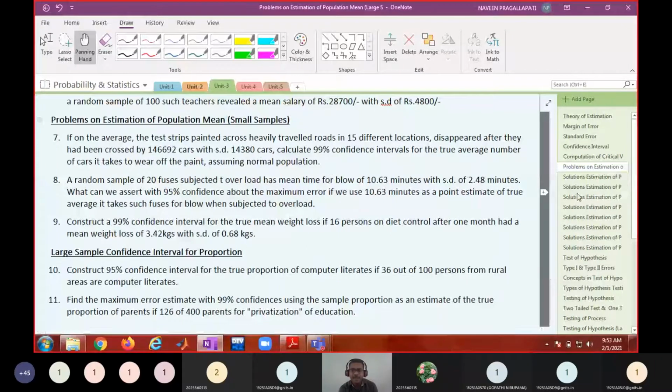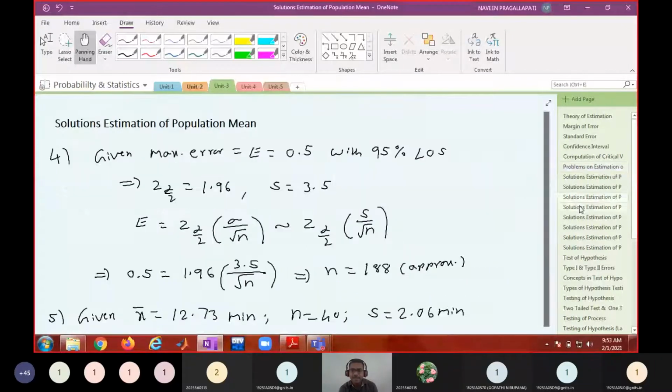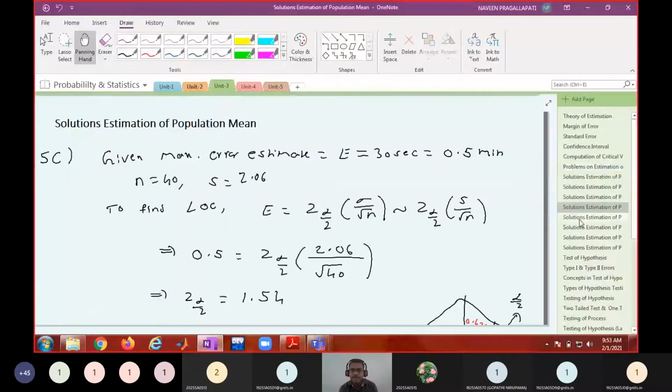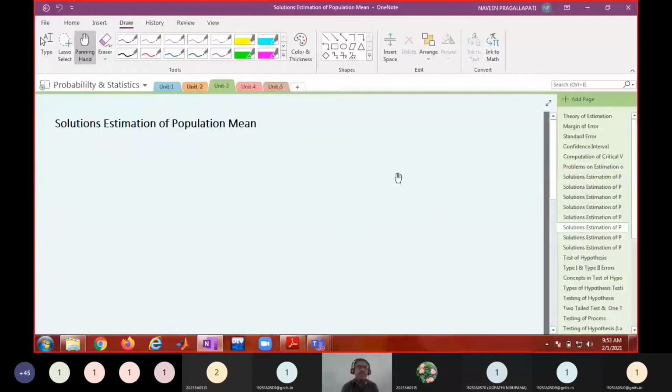So summing up all these things, you just write down the data. So what is given? Given that n equal to 15. So this implies that nu, the degree of freedom, equals n minus 1 equals 15 minus 1 equals 14.